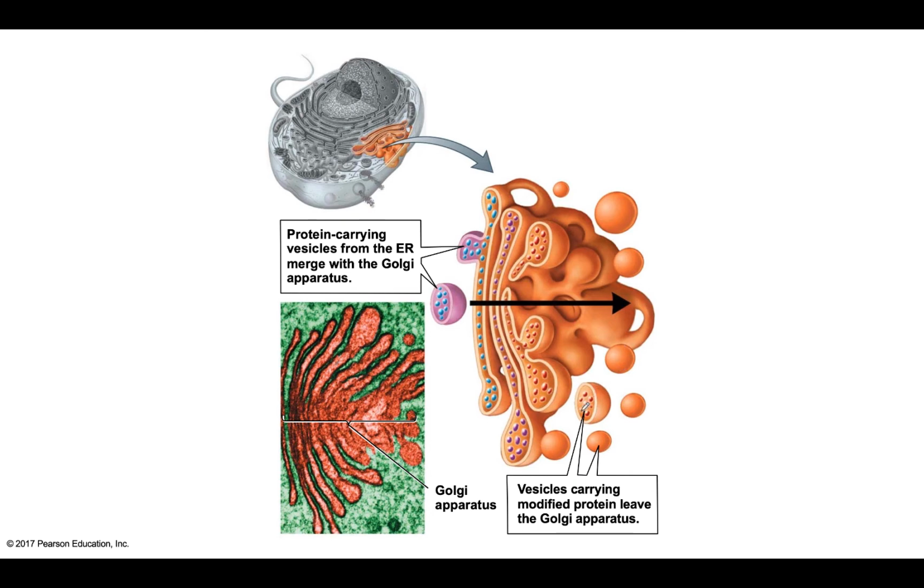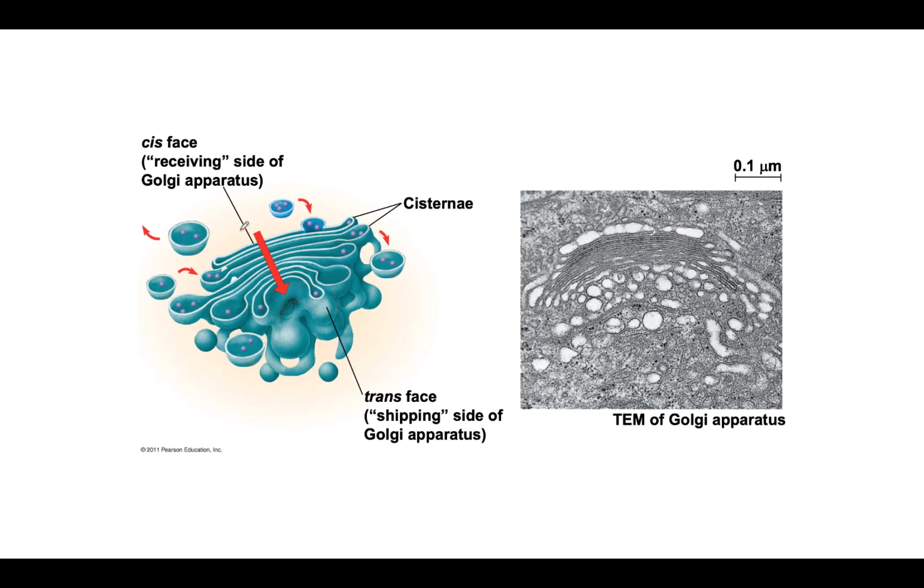Inside the vesicle, there is a protein, but this protein is a little bit different from the protein originated from the ER. Once protein passes through the Golgi body, the protein is modified, more matured. Here's the receiving side of a Golgi apparatus. So protein can be received from the ER, and then this side is the trans face, the shipping side of a Golgi apparatus. So mature protein can be shipped to its final destination.